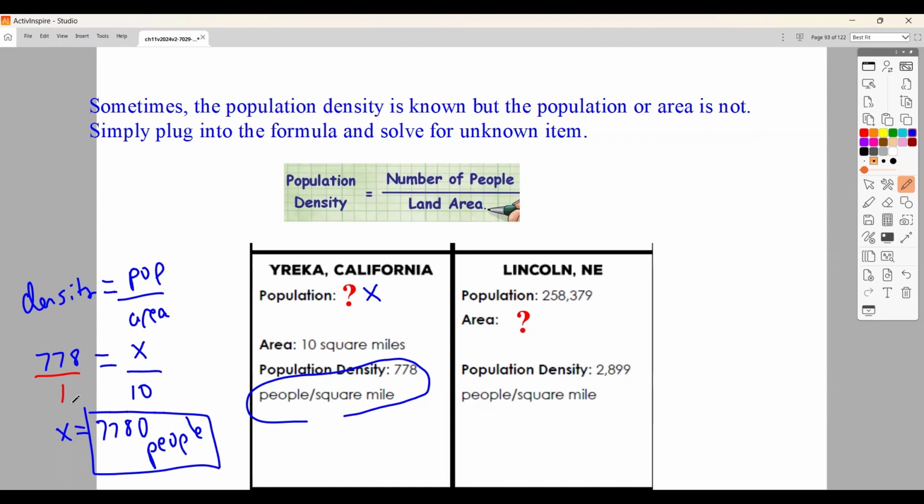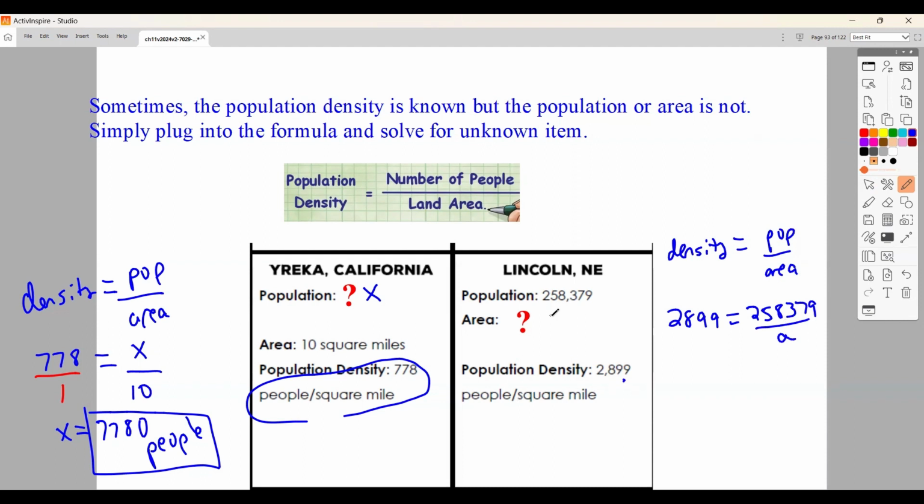Okay, let's try the next one for Lincoln, Nebraska. Now the area is missing. So don't forget the density is equal to the population divided by the area. They're giving me the density down here: 2899. Now the population is given to me also as 258,379. What I don't know is the area. Let me just call that A for area. So I need to solve this for area.